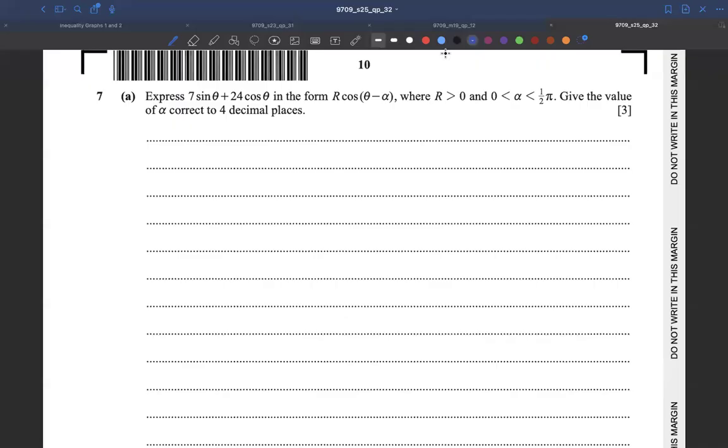In question number 7, part A, we have to express 7 sine plus 24 cos in the form r cos of theta minus alpha, giving the value of alpha correct to 4 decimal places. Now, in the first step, we know that r is given as the square root of a squared plus b squared. So that would be equal to the square root of 7 squared plus 24 squared. Substituting this in the calculator, that would be equal to 25.